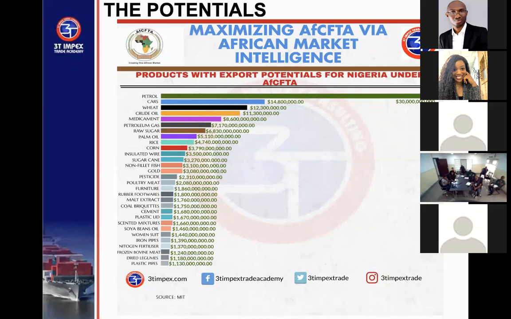From cars to wheat to crude oil to medicament as drugs, petrol gas, raw sugar, palm oil, rice, corn, insulated wire, sugarcane, non-filleted fish, pesticide, poultry, coal briquette, cement, plastic lid, scented mixture, soya bean oil, women's suit, iron pipe, nitrogenous fertilizer, frozen bovine. You notice that all these products are more than $1 billion. Remember, $1 billion is about 500 billion naira.